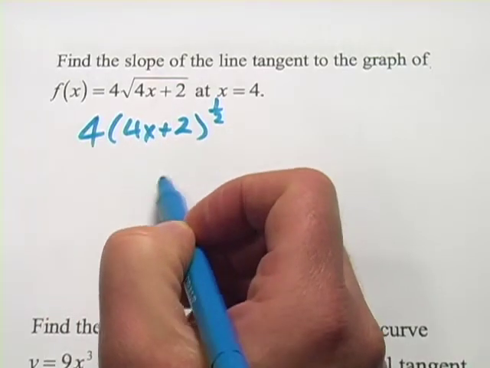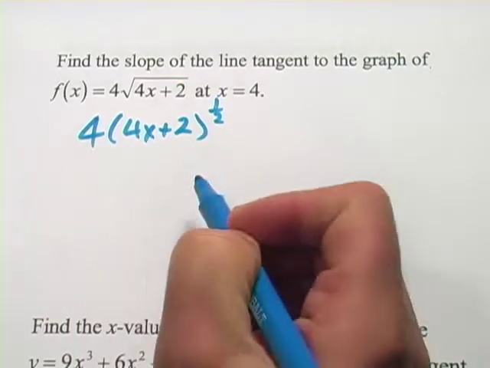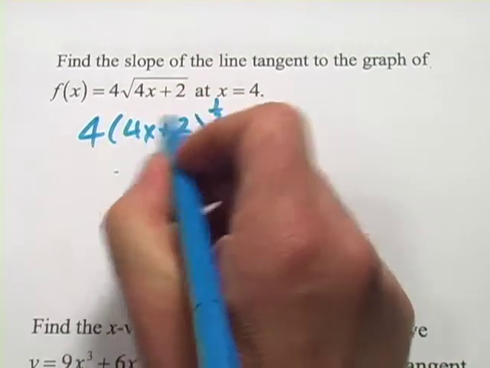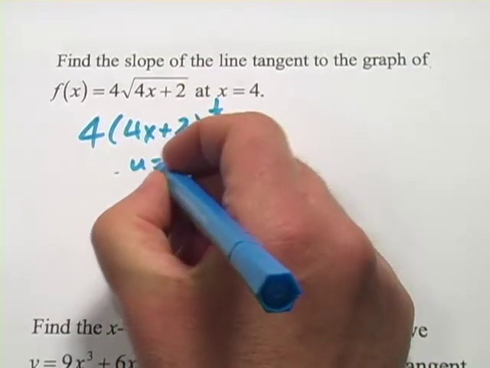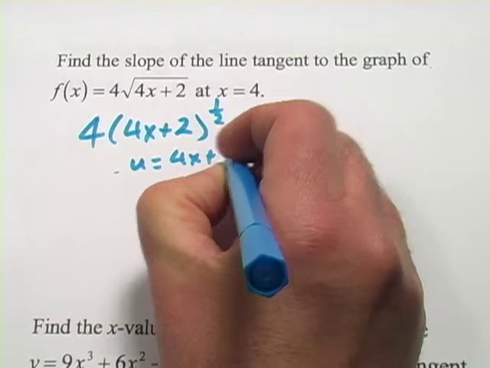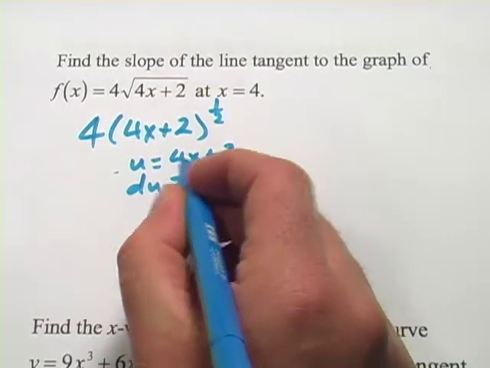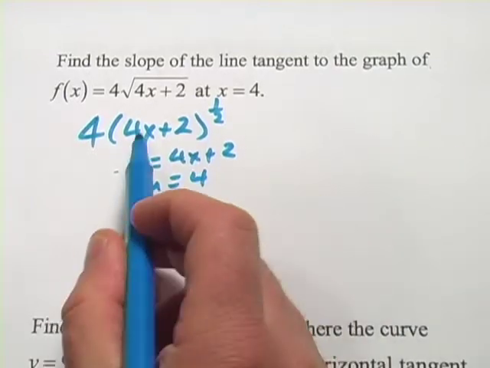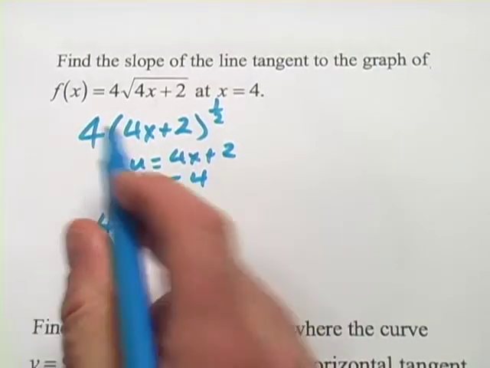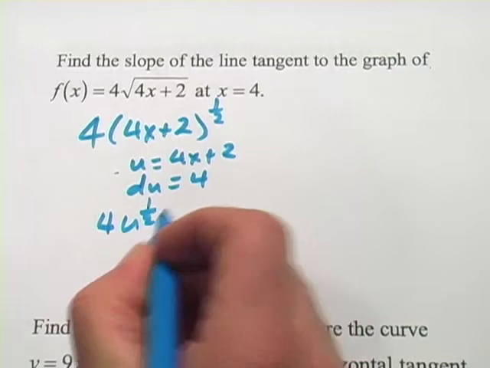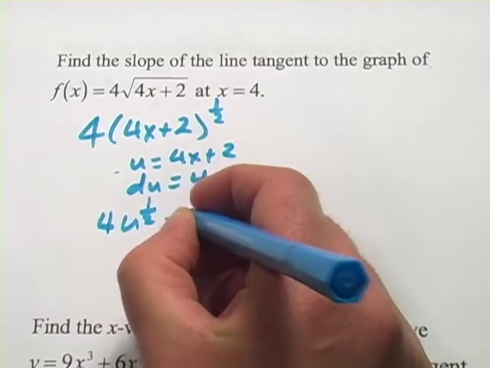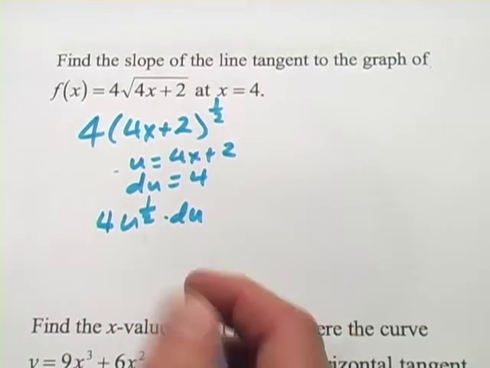Now let's take the derivative here. We're going to need to use the chain rule, so I'm going to call this inside chunk, 4x plus 2, u. And du then, the derivative of this, is just 4. And this problem then becomes 4 times u to the 1/2. And then because this is the chain rule, we need to remember to multiply by du.